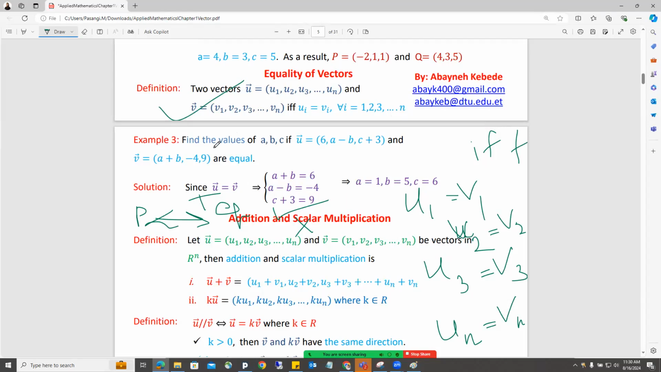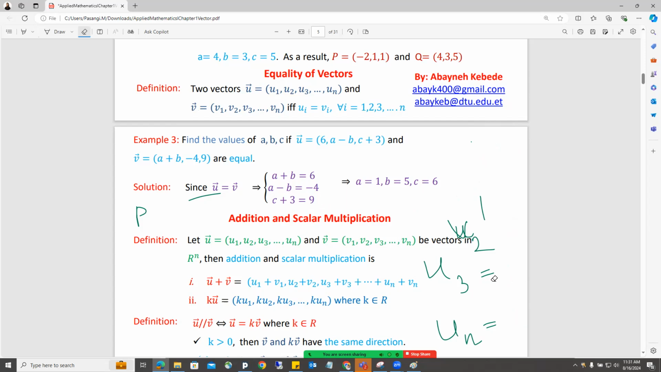Now example 3: find the values of A, B, C if the vector U is (6, A minus B, C plus 3) and the vector V is (A plus B, minus 4, 9) and they are equal. Then what do you think we have to do? Those two vectors U and V are equal, which means the direction and the magnitude are equal. So we just equalize these ones.